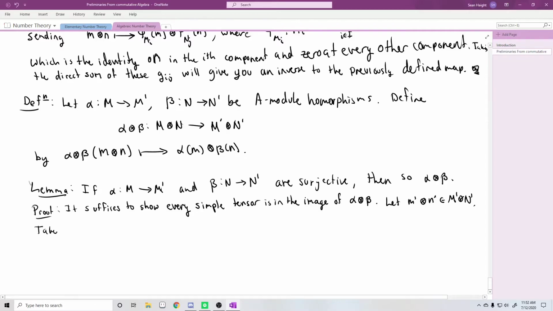Since alpha is surjective, I can find a little m with alpha of m equals m prime, and I can do the same thing for n prime. I can find a pre-image of n prime in big N. And then if I apply the tensor product map, I get exactly what I need.